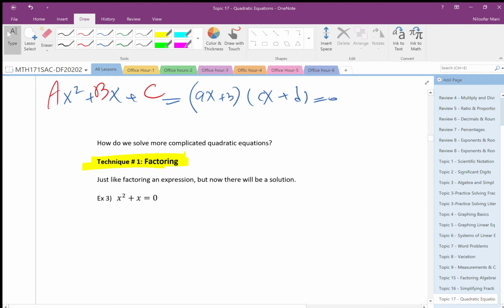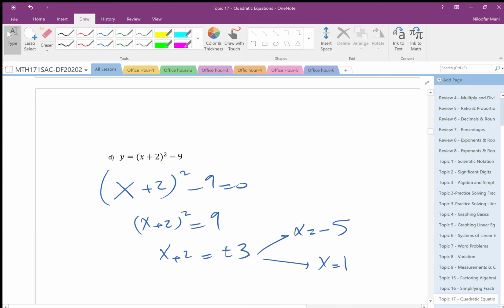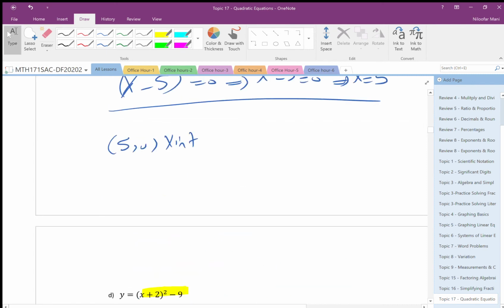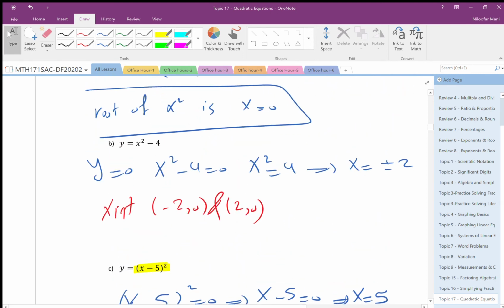Now I just pay attention here, and I see I have x power 2, I don't have x. Here I have x plus 2, both of them in the bracket, and I have the number beside it, minus 9, so it's easy to find the roots. Here I have both of them in the bracket, so it's easy to find the root. Here again, I don't have any x, I just have x squared.